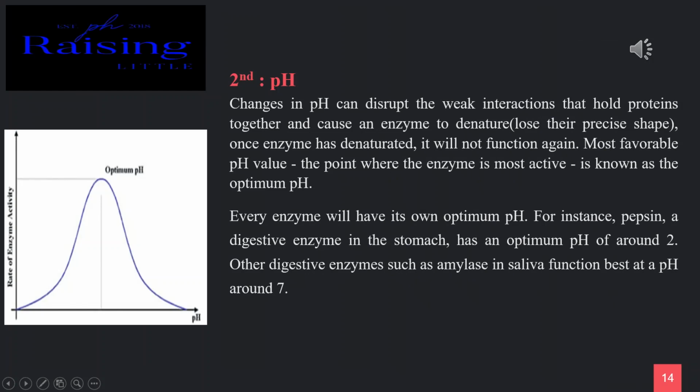Each enzyme has a favorite pH at which it will work at full capacity. Every enzyme has its own optimum pH. Some enzymes favor acidic pH, like pepsin, a digestive enzyme, which works at pH equal to 2. Another enzyme will work at pH equal to 7 or more, such as amylase enzyme in the saliva. Any change in the pH will weaken the interactions that hold the protein together, which causes denaturation of the enzyme. This means the enzyme will not function again.